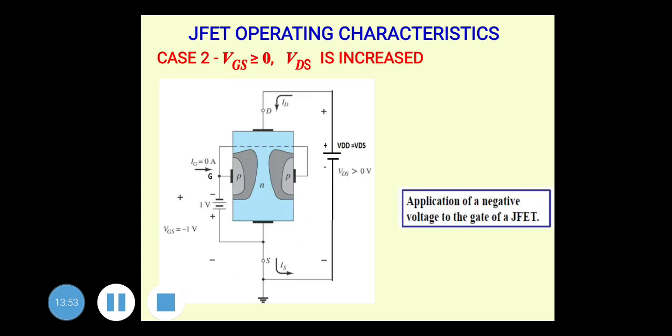Now here you can see case 2, when the gate voltage is applied. Here it is not 0. Gate voltage is applied and the output VDD is also applied, so both the voltages you are going to apply. The gate is always reverse biased. So drain current will start flowing, and check the depletion layer here.